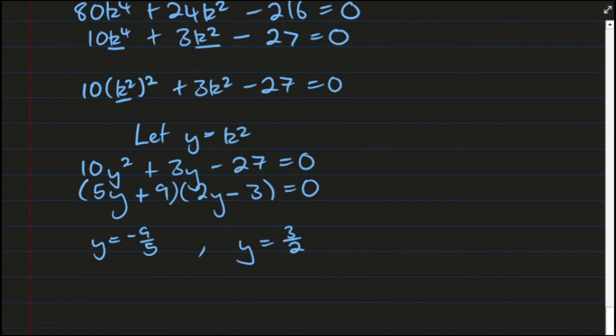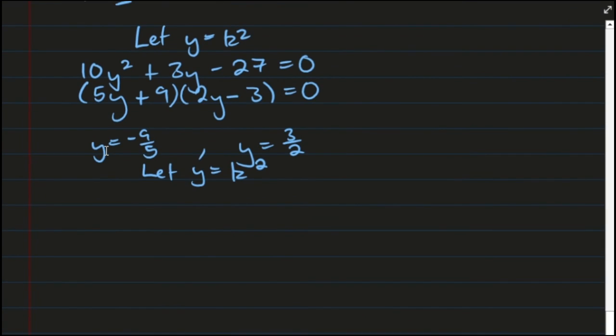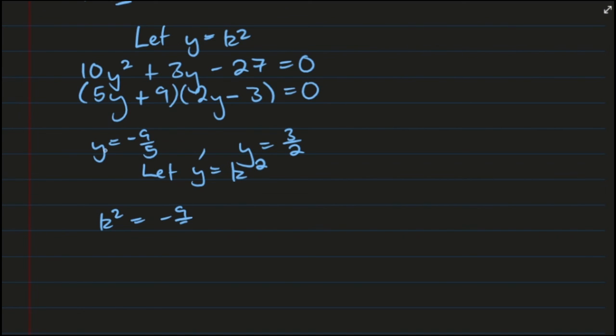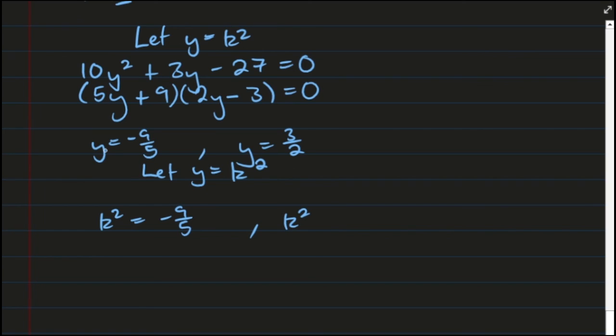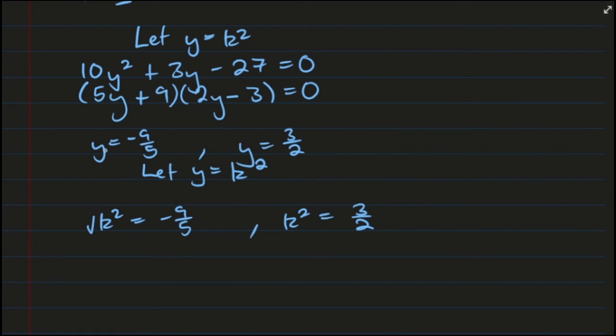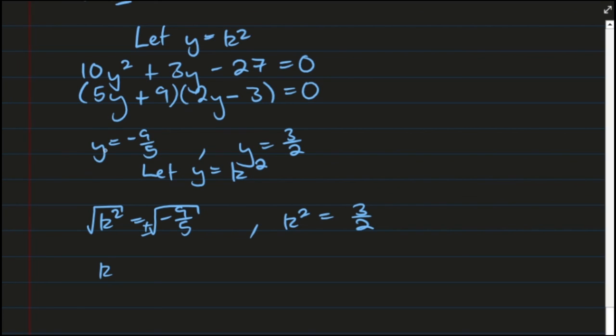Now let's go back to our statement that said let y equal k squared, and now we're going to reverse it. So where there's a y, replace with k squared. So it becomes k squared is equal to negative 9 over 5, and k squared is equal to 3 over 2. So to get rid of the power 2, we have to take the square root of both sides. But we know that we cannot find the square root of a negative number. So that means in this case, k has no solutions.